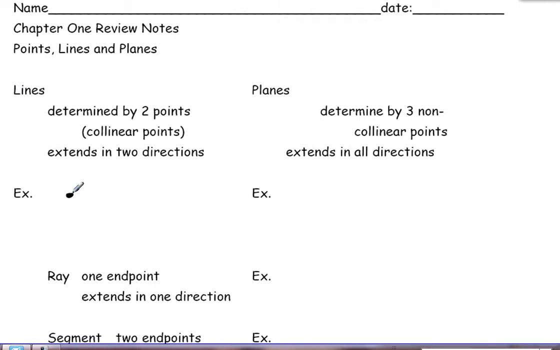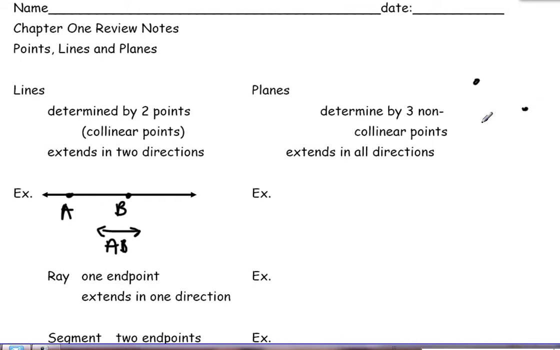So my example would be a point here, and then a connection of the points. If the points were A and B, then we name this line AB, and we used the symbol for a line, which is a straight line with 2 arrows going in each direction. Planes are determined by 3 non-collinear points.